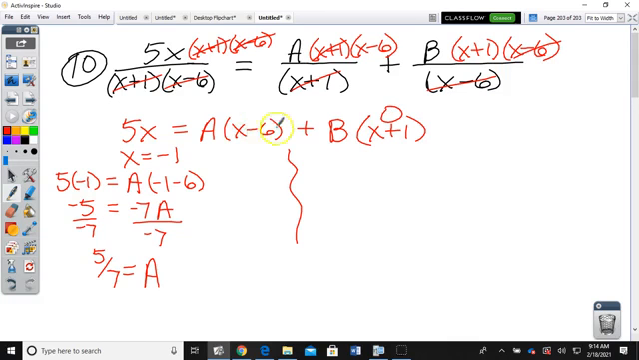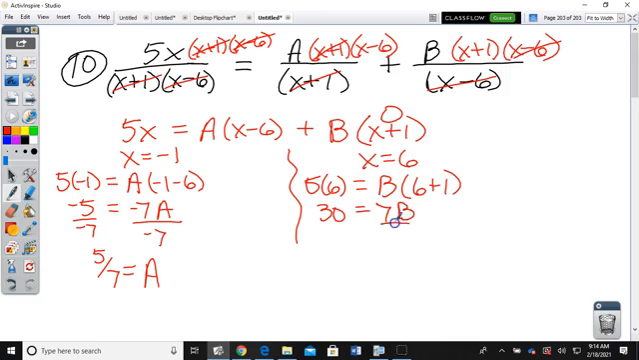So what would make this 0? 6. So the second one, I'm going to let x be 6. Okay? 5 times 6 equals B times 6 plus 1. So that's 30 equals 7B. So B is 30 over 7.